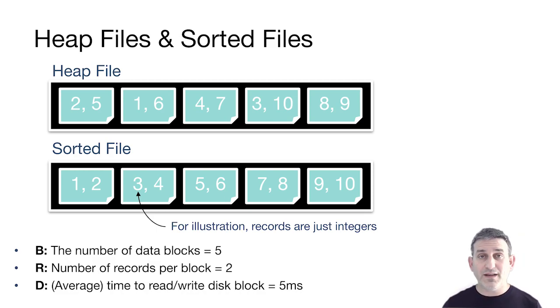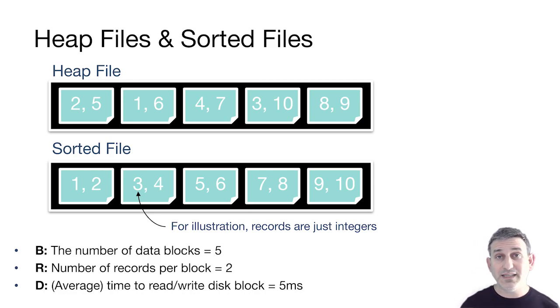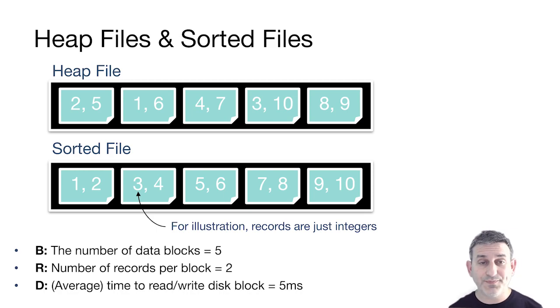The sorted file, by contrast, is going to be kept in order by some column. Since this table only has one column, it's going to be sorted by the values in that column. So you can see here 1, 2, 3, 4, and so on. And emphasizing again, for illustration, these records are just integers.